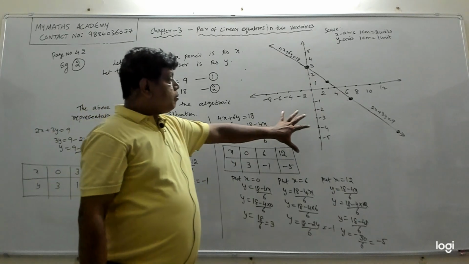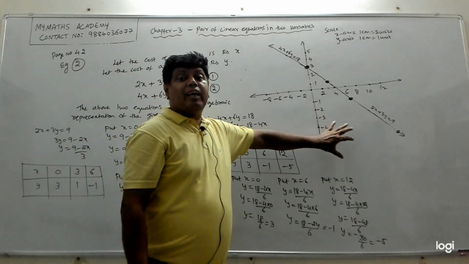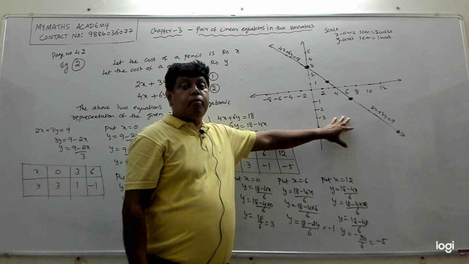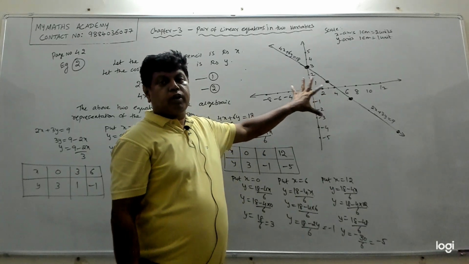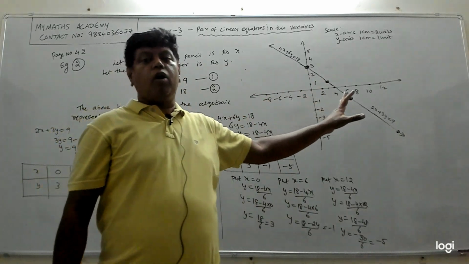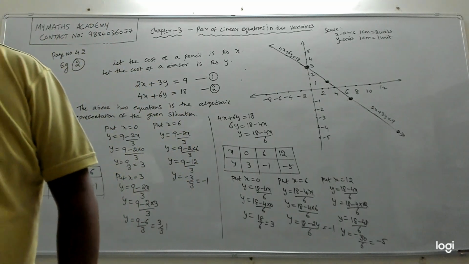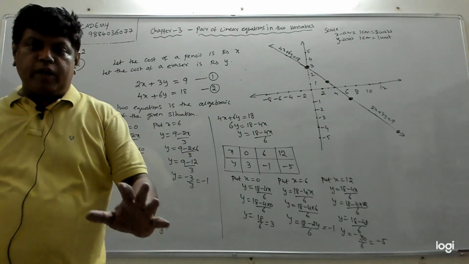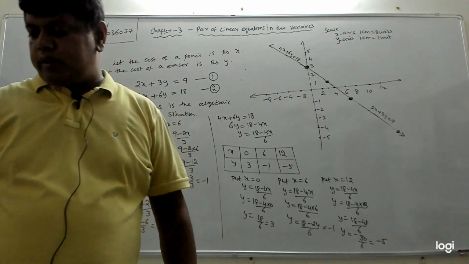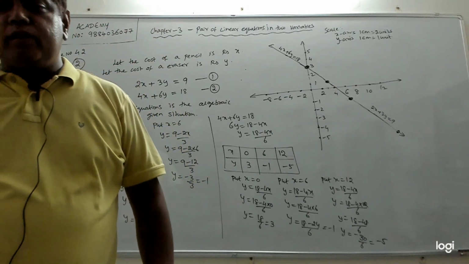So now we have represented the situation graphically or geometrically. So this is a representation of the given situation graphically or geometrically. Fine. So now example 3 you can try as homework, right? You can try example 3 as homework.